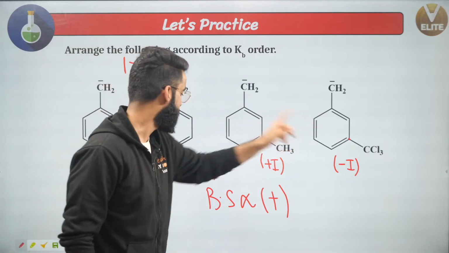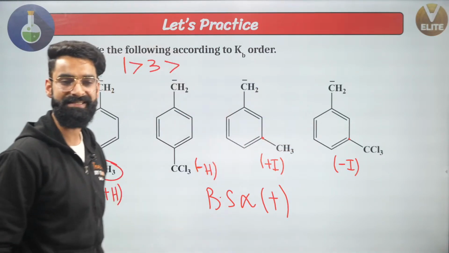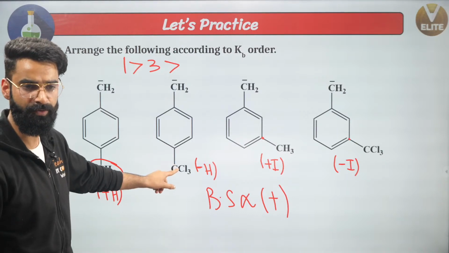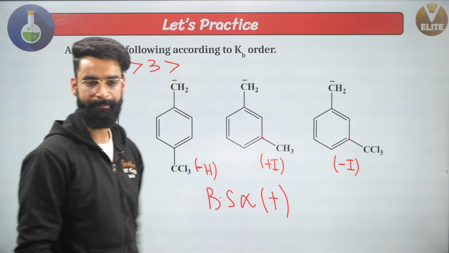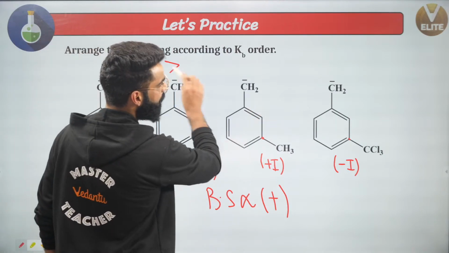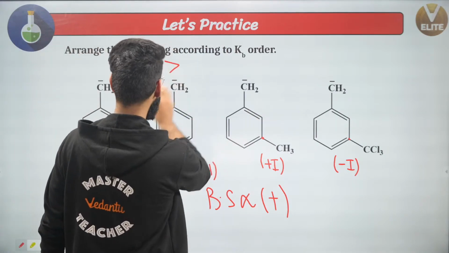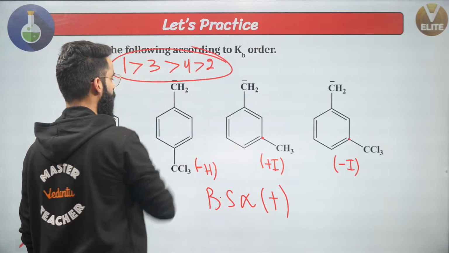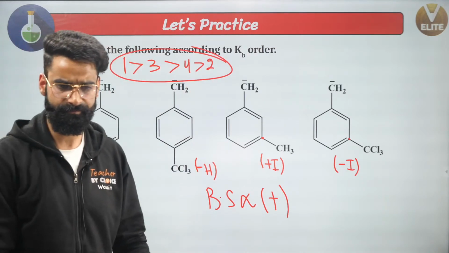Which one is showing minimum minus power? Should I be giving preference to minus H or minus I? Can you let me know fast? I'll give preference to the minus I, which is your fourth one, I guess. 1, 2, 3, 4. So this 4, and after this 4, which one is going to come? Second. 1, 3, 4, 2 is going to be the order, yeah?